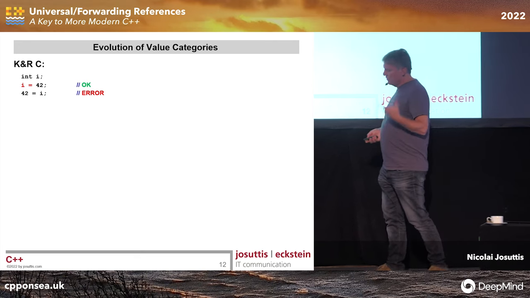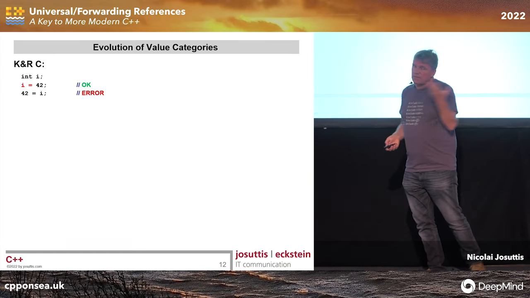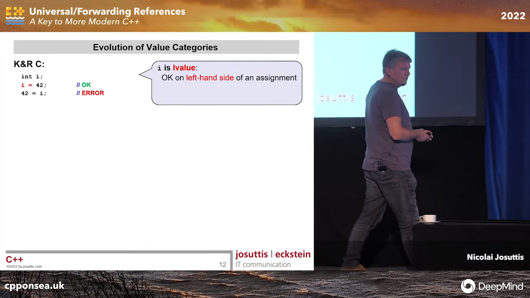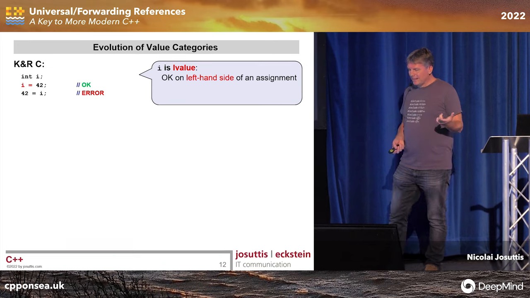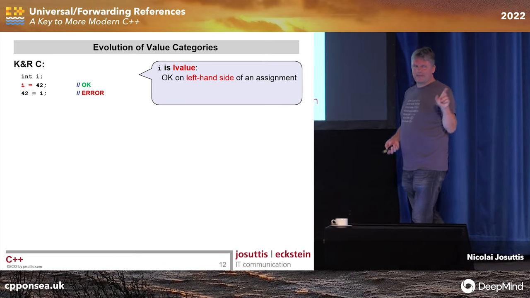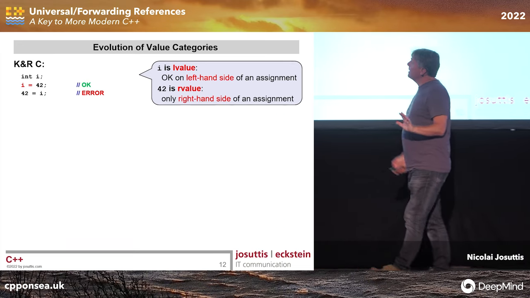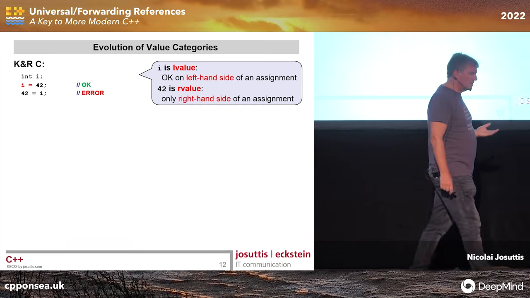So they introduced value categories to say, well, the thing that is here, 42, is different than the thing i. And they said, everything that can be on the left-hand side of an assignment is an lvalue. There came the L from. Yes, you were right, but wait a minute. And then on the right-hand side, things that can only be on the right-hand side were rvalues.